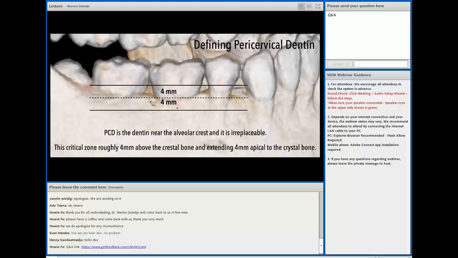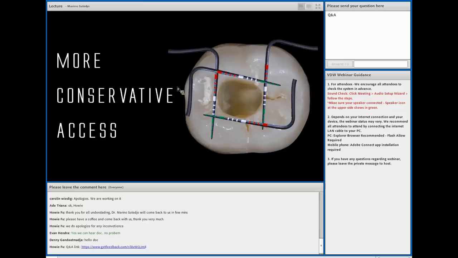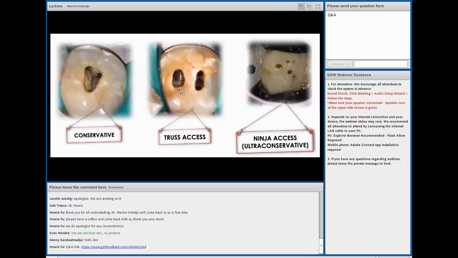If we look at this, the pericervical dentin area can be 4 millimeters above or 4 millimeters below the alveolar crest. So it means this 8 millimeter area is very crucial if we want to maintain our healthy tooth structure in order to increase our fracture resistance. Therefore, by maintaining this pericervical dentin area, we now try to adapt this concept of minimally invasive dentistry, in which we try to do more conservative access. We try now to limit our access cavity. Although we need to create straight line access, we try to limit the removal of more dentin tooth structure.